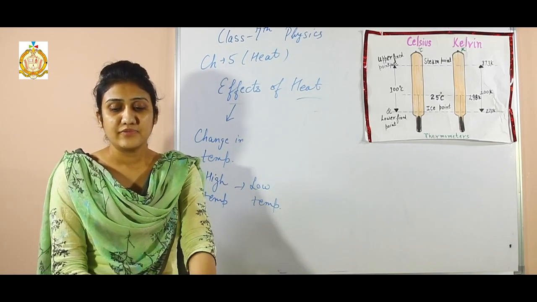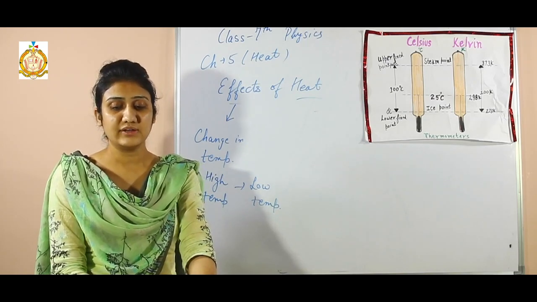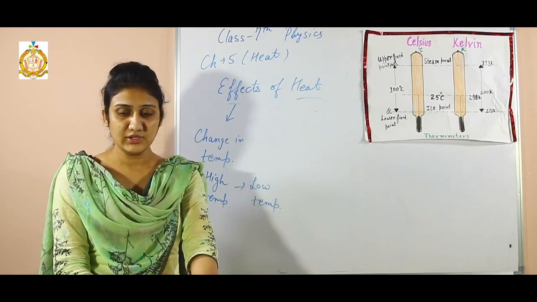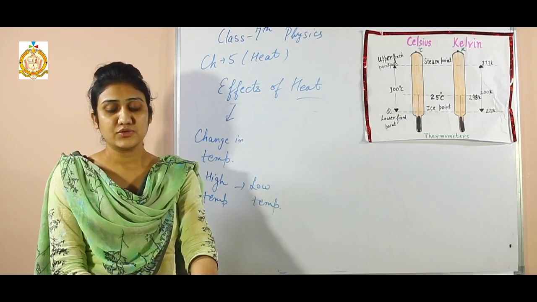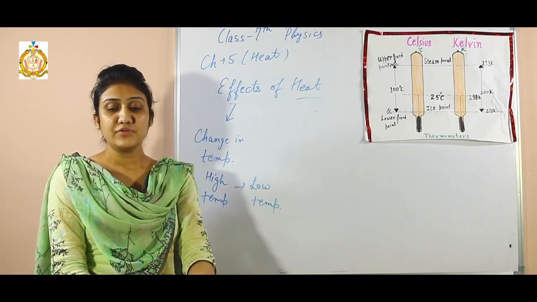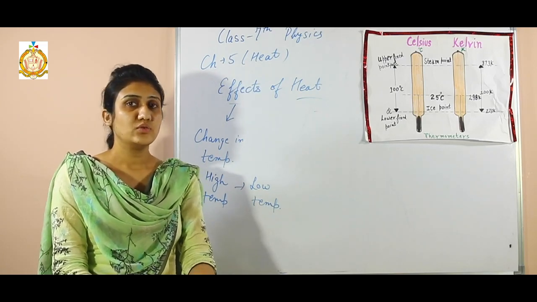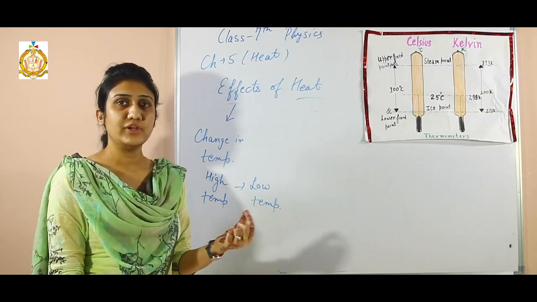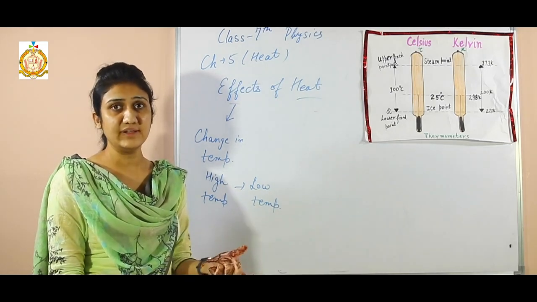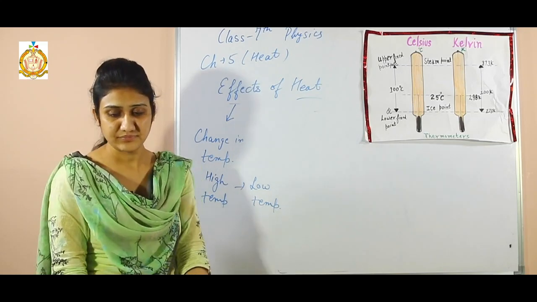For example, when you heat a teapot containing water and keep it on the low mode of a cooking stove, its temperature rises slowly. But if you keep it on the high mode, its temperature rises quickly. So according to the amount of heat we are supplying, the temperature of the body changes.